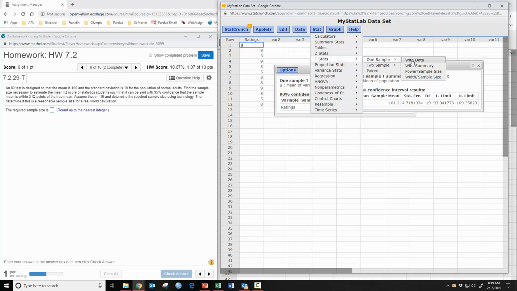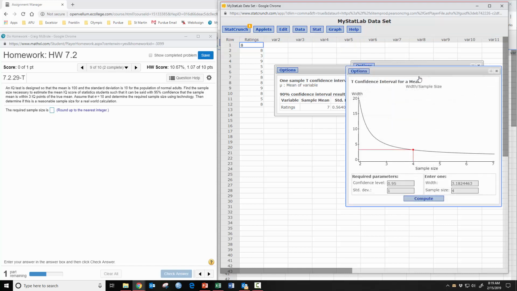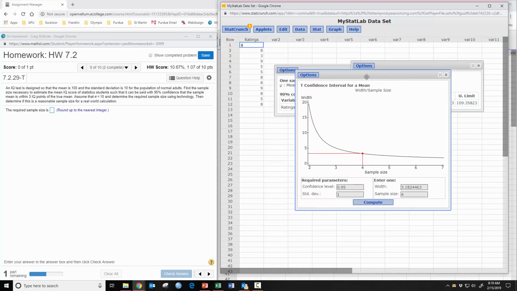But you'll also see that when you go to T-stats, one sample, you have these two down here, power sample size and width sample size. Here they want you to figure out how big the sample needs to be in order to be within 3 IQ points. So that's all about width. So we're going to do width sample size. All right, this brings up our width calculator, whatever you want to call it. You need to change the confidence level to the right confidence level. Well, in this case, it's already at 95%. You need to change the standard deviation to what we have. We have a standard deviation of 10.